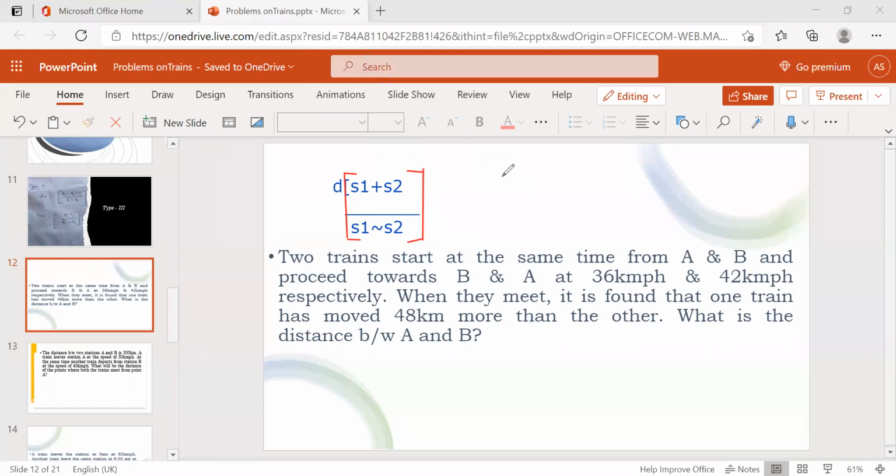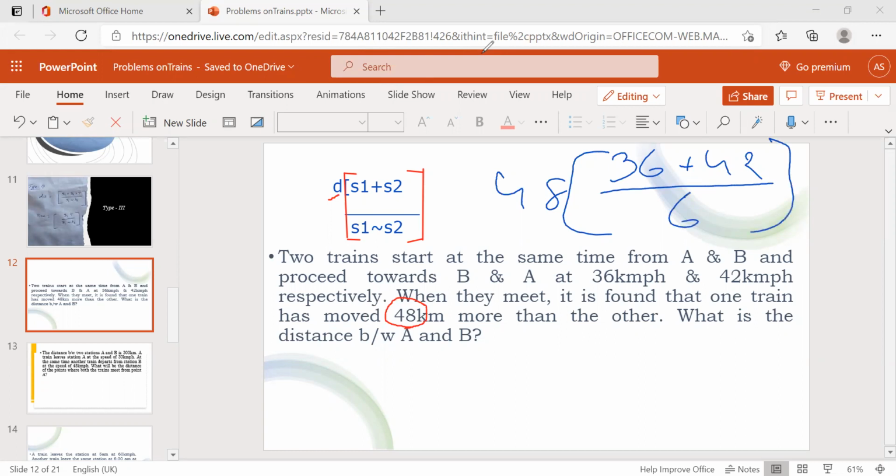We know the speeds. What are the speeds? First, we know the d. What's the d here? The distance difference, where they meet, 48 kilometers more than the other. So 48 into what is the S1 here? 36 kilometers. Plus what's the S2? 42 kilometers. By what's the difference of S1, S2? 6 kilometers, right? 36 and 42. So no negatives, only difference.